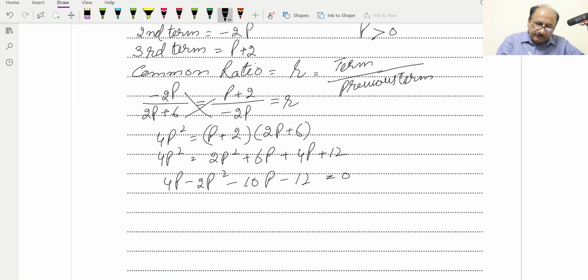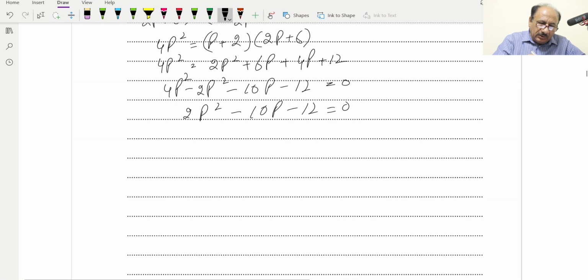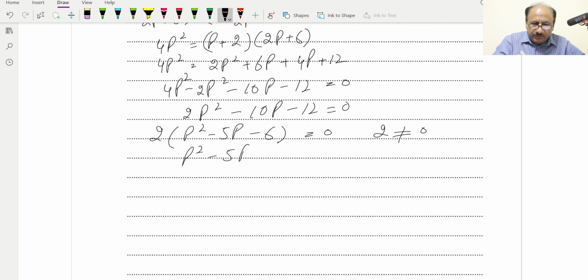Now this is basically p squared. So 4p squared minus 2p squared will be 2p squared minus 10p minus 12 is equal to 0. And further we can take 2 common, and we can write 2 into p squared minus 5p minus 6 is equal to 0. And we know 2 is not equal to 0, so we will leave that one, and we will write p squared minus 5p minus 6 is equal to 0.